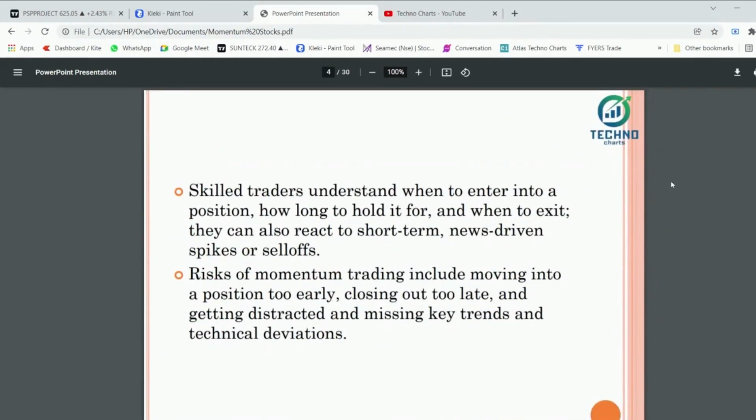So this is an advanced form of a swing trading strategy where you have to understand how long to hold a position, when to exit, when to enter in a short term, when to enter into a news-driven stock, and so on. The risks of a momentum trader include moving into a stock position too early, closing out too late, and getting distracted and missing key trends and technical deviations.